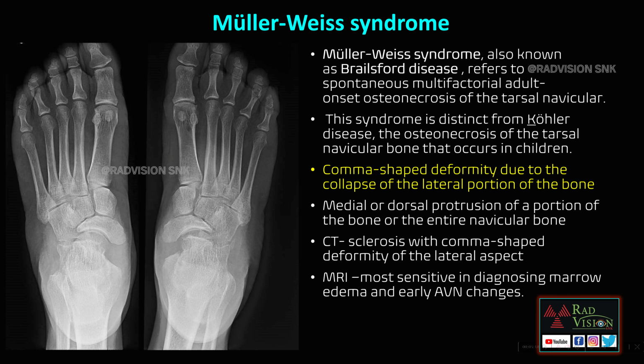And CT may show typical sclerosis with comma shaped deformity. MRI is most sensitive in diagnosing marrow edema and early avascular changes. So whenever you see comma shaped deformity of the navicular bone, definitely suspect Mueller-Weiss syndrome, which is nothing but osteonecrosis of the navicular bone.